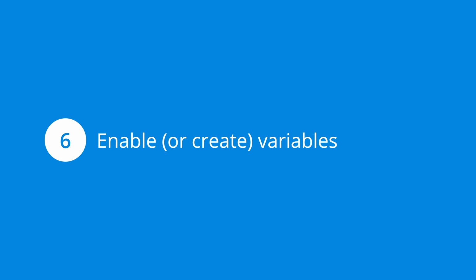Step 6 is to check that variables have been enabled or created for any information you want to use in your tags and triggers. For example, if you want to track people clicking on a particular website promotion, you might need to enable the click class or click ID variable, so you can make use of the class or ID of the element someone clicks on your website.